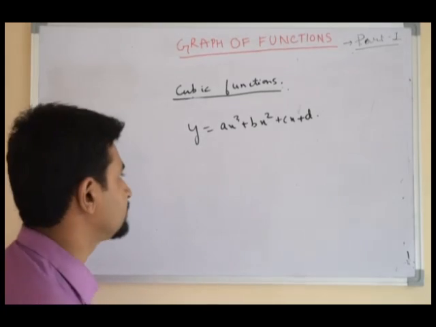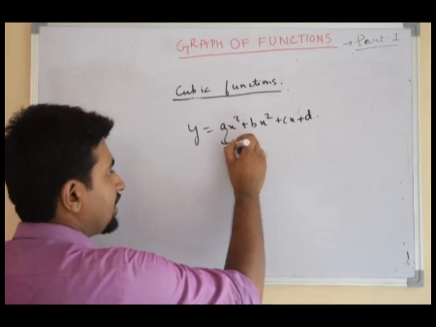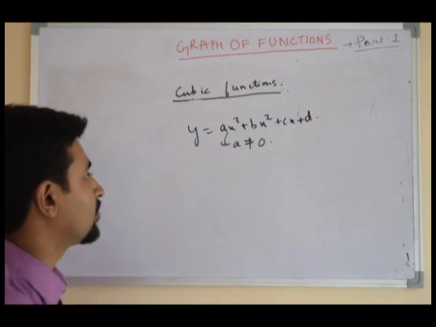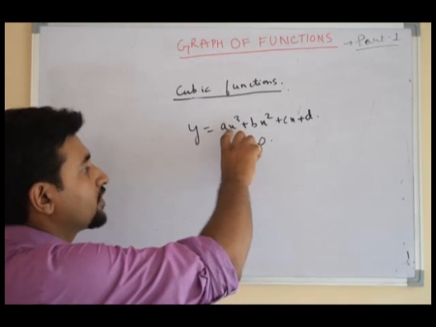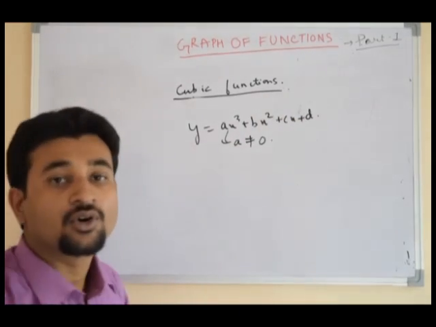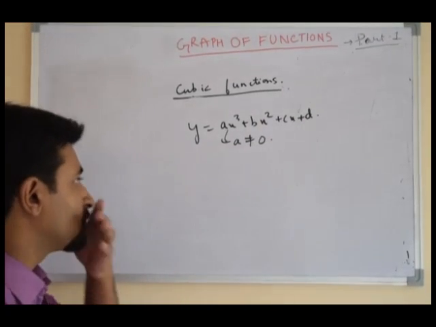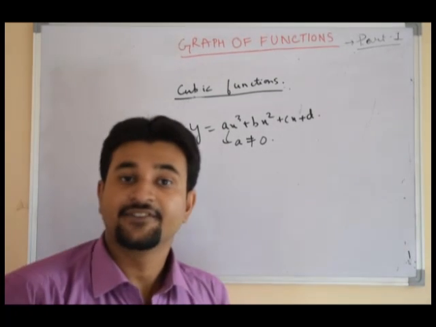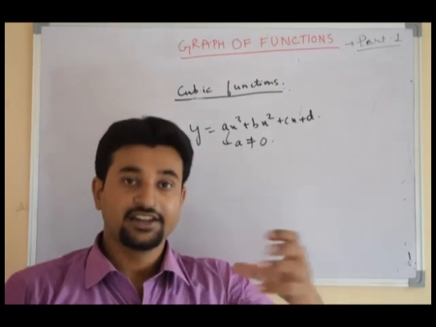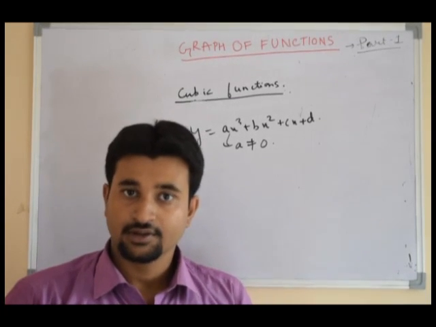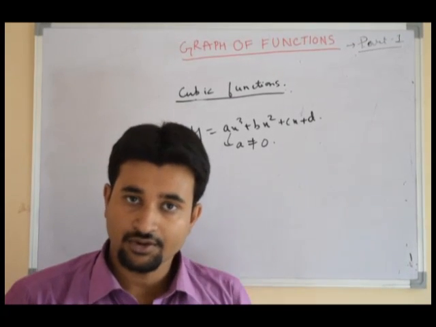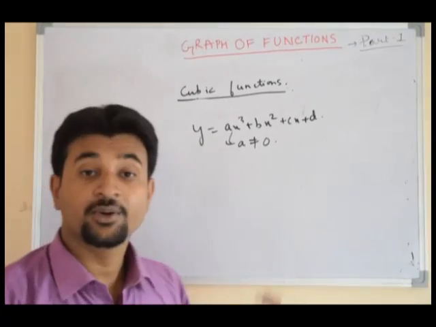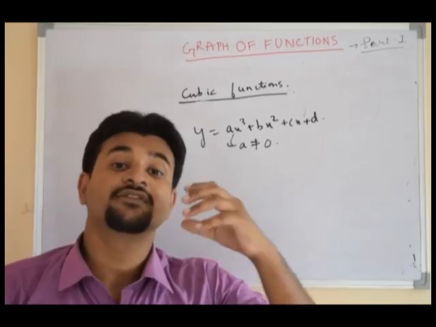Okay, now here what is the condition? A should not be equal to 0, because if a is equal to 0 then coefficient of x cube will be 0 and it will simply become quadratic function. Okay, so for cubic function a should not be equal to 0. Like we had studied, a straight line has, a linear equation has 1 root. Okay, a quadratic equation has 2 roots. How many roots a cubic equation has? A cubic equation will have 3 roots.